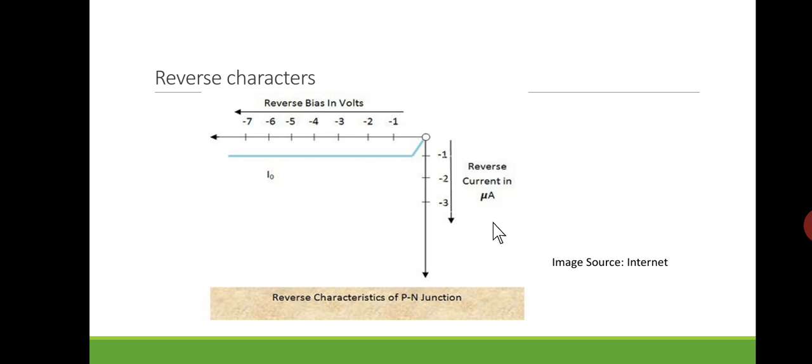Okay, why are you getting this very small current? You are getting it due to the minority carriers. Afterwards it remains constant. There is no change in the current. We are not able to get more current in the reverse characteristics.